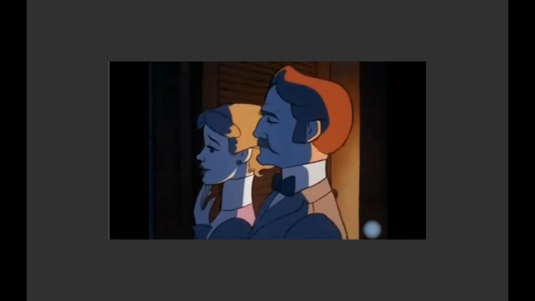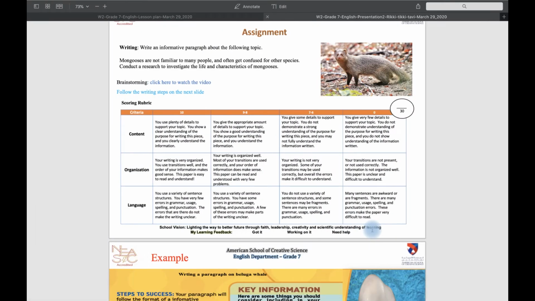This is a fictional story, which means some of the events may not be realistic. Let me ask you this question. Can you have a mongoose as a pet? Or what do you know about the mongoose? Not much? Well, me neither. Let's go to our writing assignments and start working on it.